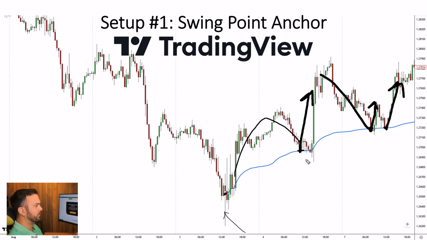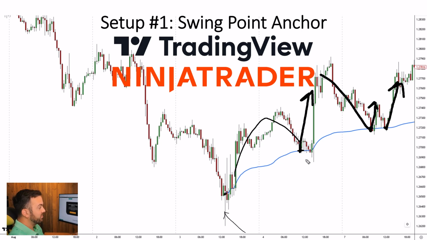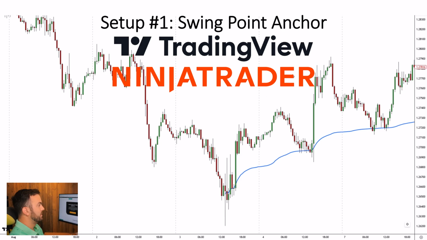By the way, this platform which you see here, that's the TradingView platform. I have my custom-made indicator coded on this platform. I'm also using the NinjaTrader 8 platform, which is actually my preferred platform. I have that anchored VWAP coded there as well. But in this case, for the sake of this presentation, I'm just using TradingView.